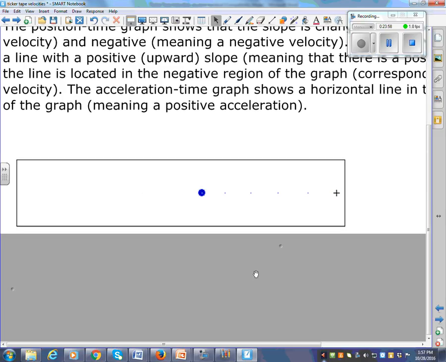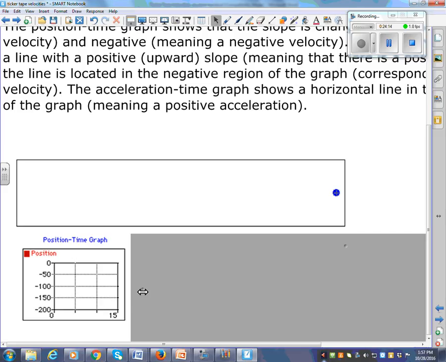Alrighty. So now, slowing down, but going left. So position time graph, slowing down, so that means the slope of the position time graph is going to be getting flatter, but it's going left, so it's negative. So how do we go left and get flat? Like that? Yeah? Negative and getting flatter and flatter because it's slowing down.